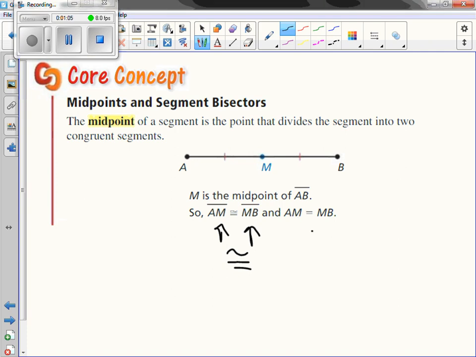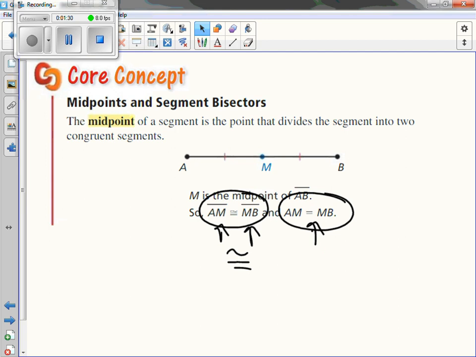Now this one over here, AM equals MB, is not talking about the segment, it's talking about the lengths. It's saying the length of AM is equal to the length of MB. They have the same measure. These over here are saying that they're congruent, they're the same line segment. Here, these are saying that the measure, the distance, is the same. So it's a little different in terminology, but it's about the same thing.